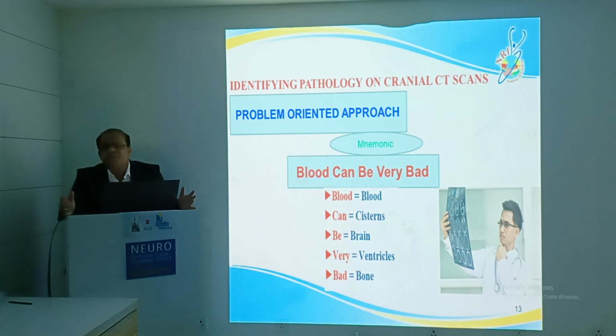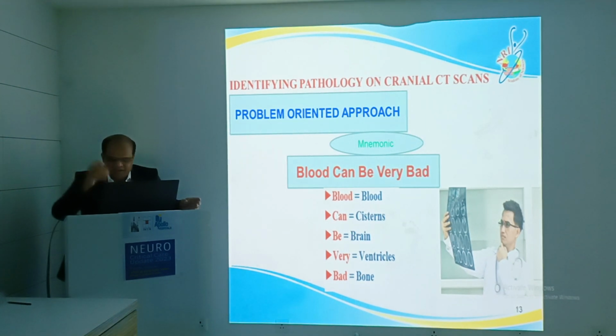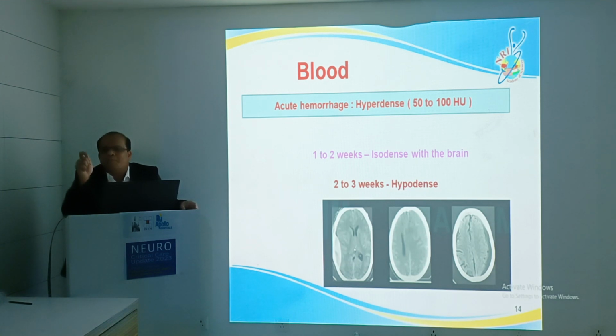Whenever you are looking at the scan, after verification of the patient details as well as the clinical history, you first check for blood. After that, check the cisterns, then the brain parenchyma, then the ventricles, and finally the bone. So coming to blood, how does it appear on the CT scan? As we already discussed in the first slides, blood appears bright, not like bone, but relatively less than the brightness of bone. It has a Hounsfield of around 50 to 100.